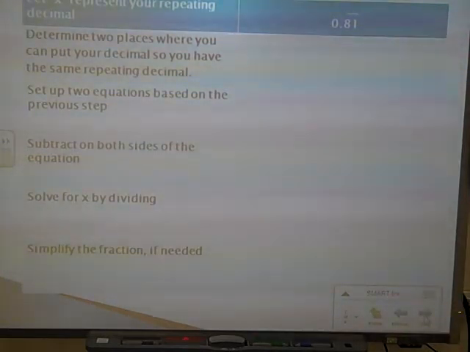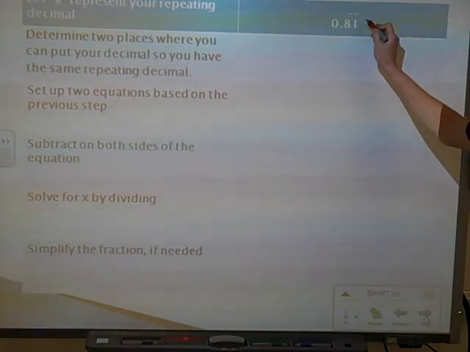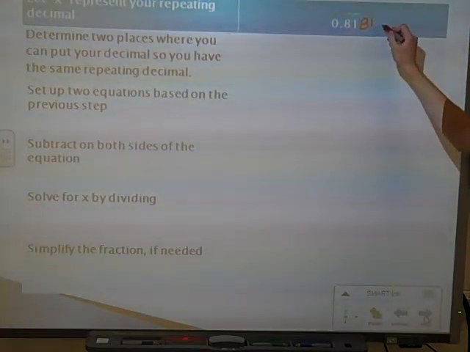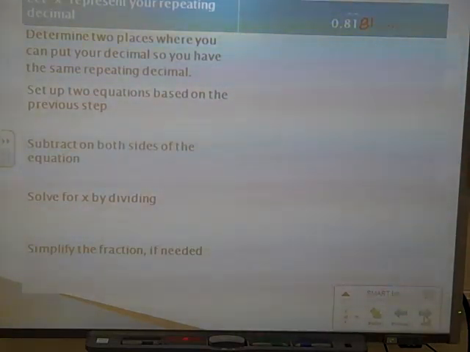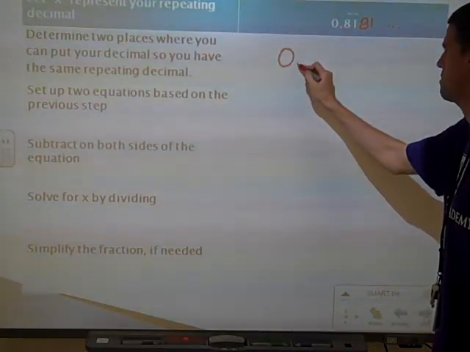I have 0.81, and my 81 keeps repeating. So 81, 81, and it keeps on going. Okay. So I'm going to go ahead and let's write my decimal again.